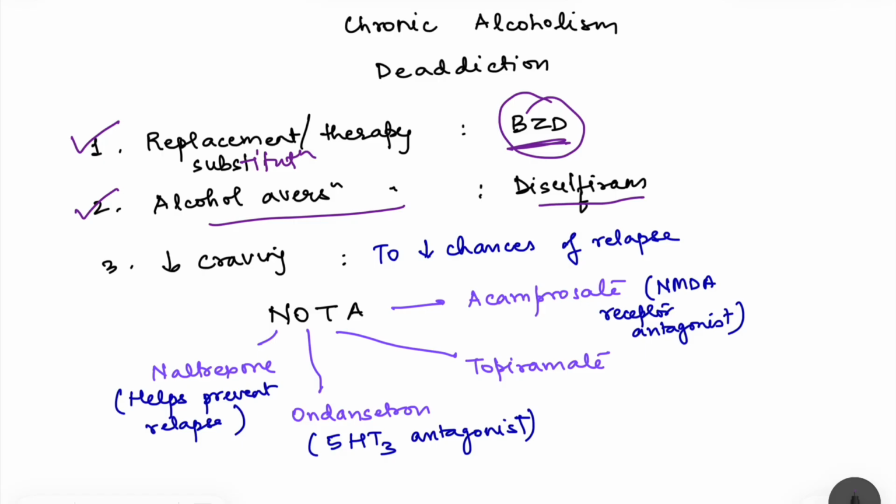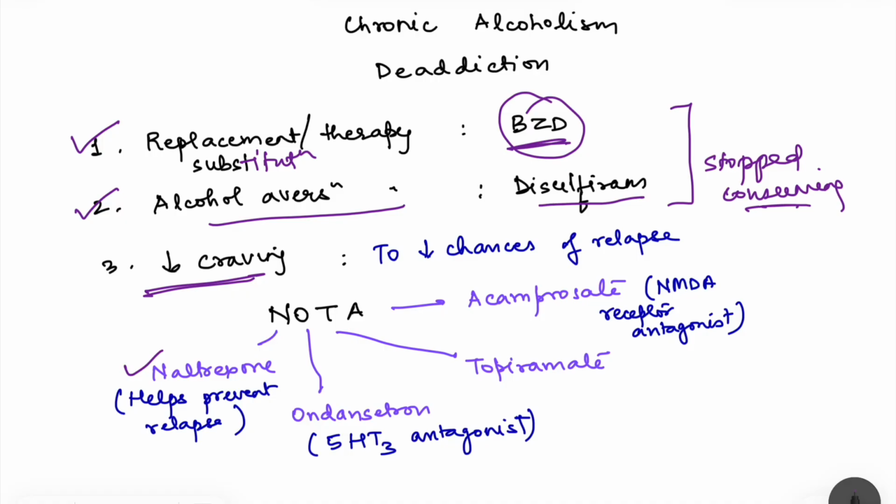Then the other is that once the person has stopped consuming alcohol, we have to prevent the relapse. So for that, we should ensure that there is decrease in craving, because if craving to consume alcohol is there, then there are high chances that the person will relapse. So to decrease the chances of relapse, we have various drugs.